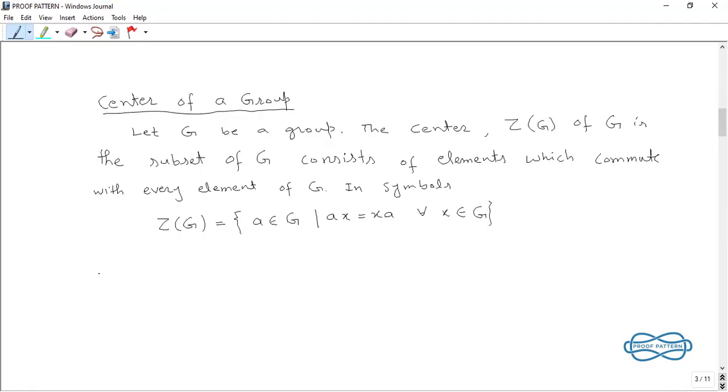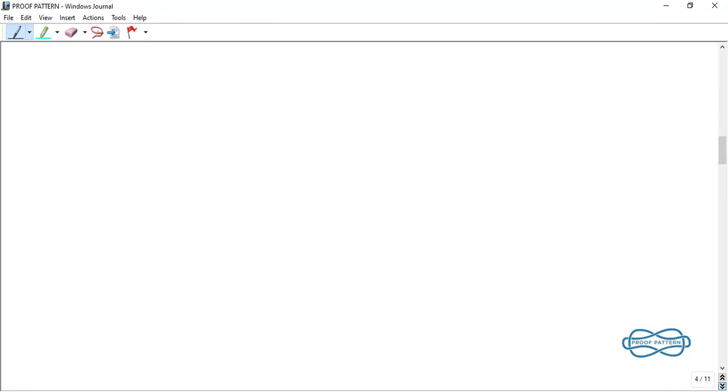Now it is clear that the center of a group G is a subset of G which consists of those elements of G which commute with every element of G. Commute means the commutative law. Okay. Now we'll see a theorem, a very important theorem.